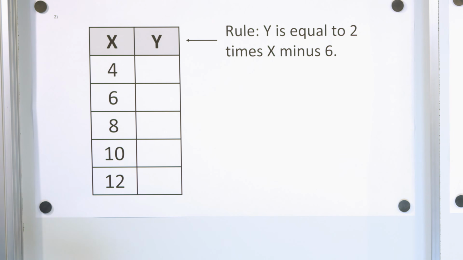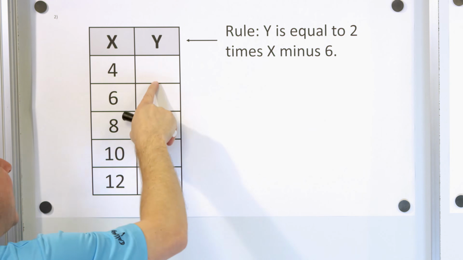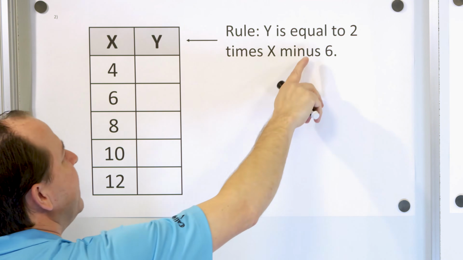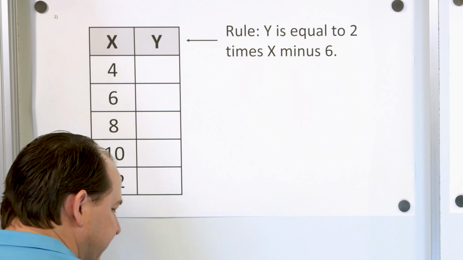All right, here's our next problem. We are given the x values, 4, 6, 8, 10, and 12. We do not know the y values, but we are given a rule. Y, whatever they are, is just going to be equal to 2 times x minus 6. So this one is a little more complicated.